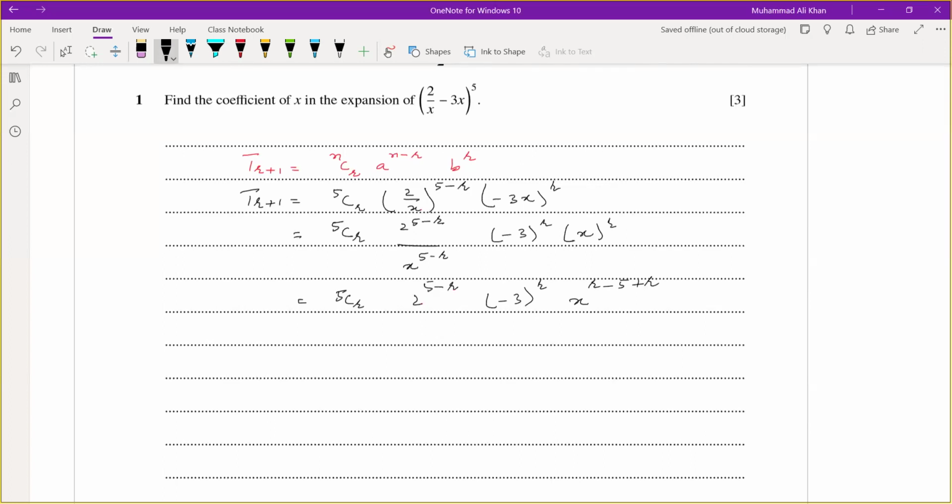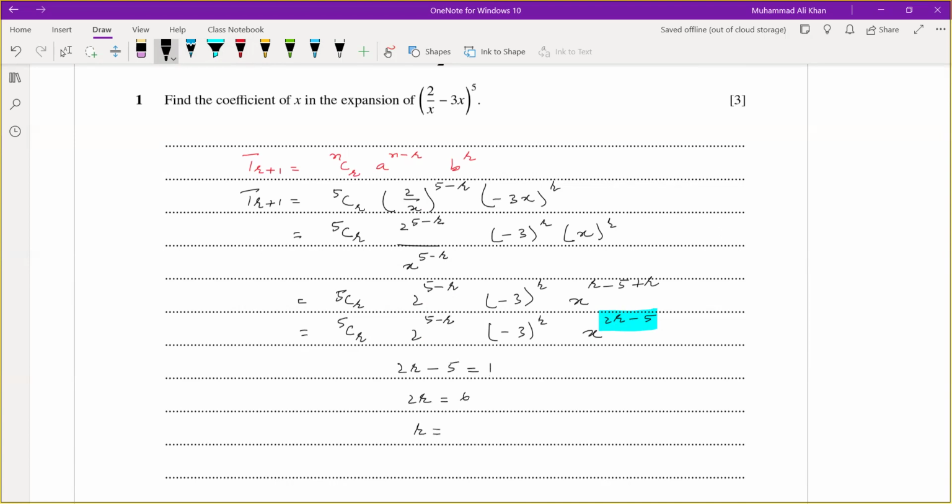जब ये डिनोमिनेटर वाला x न्यूमरेटर में आएगा तो पावर के साइन चेंज हो जाएंगे. So it will be 5Cr 2 power 5 minus r, minus 3 power r, x power 2r minus 5. Now, after that, we need 1 in the power of x. So, यहाँ पर हम कह सकते हैं 2r minus 5 equals to 1. So, 2r equals to 6.